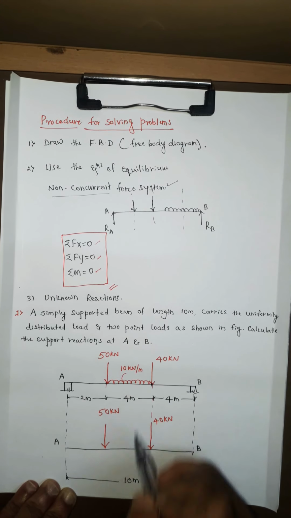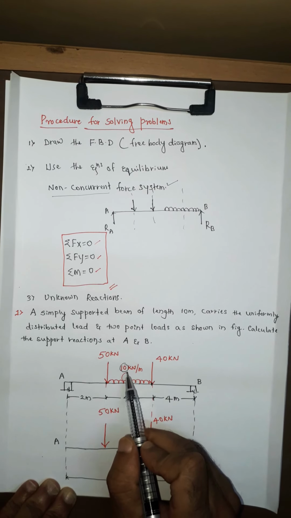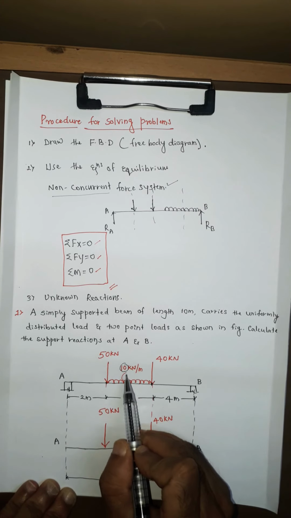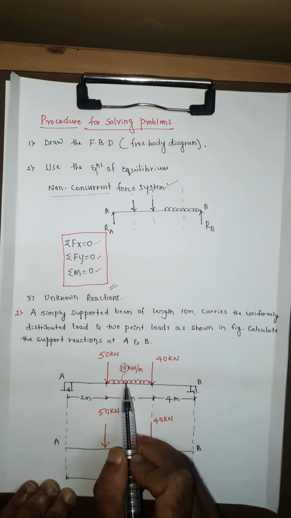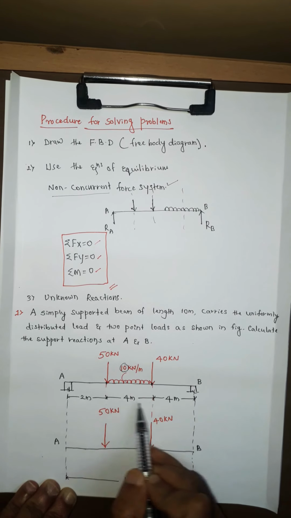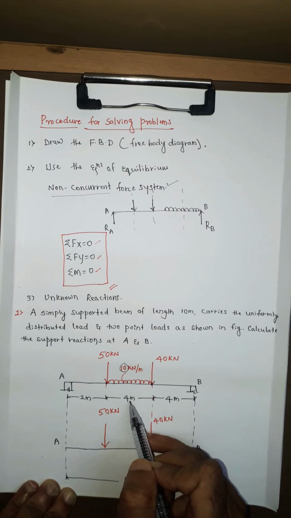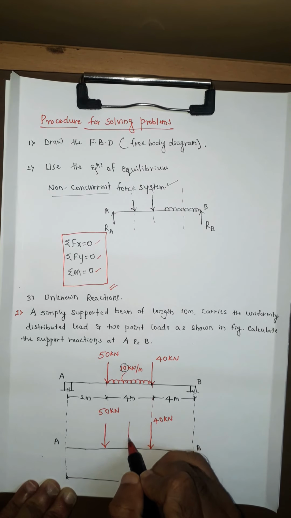How to convert UDL into point load? See first, what is the intensity? 10 kilonewton. So this intensity is 10 kilonewton and it is acting for a length of 4 meters. So from here to here it is acting. So what we are going to do? Multiply this 10 with the distance for which it is acting. So 10 into 4, it is 40 kilonewton.